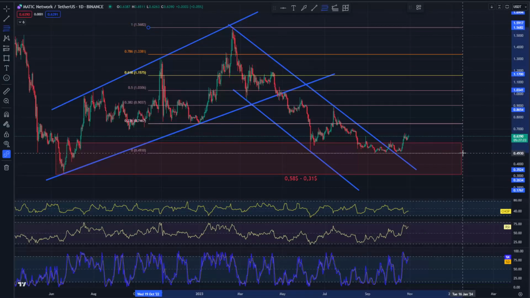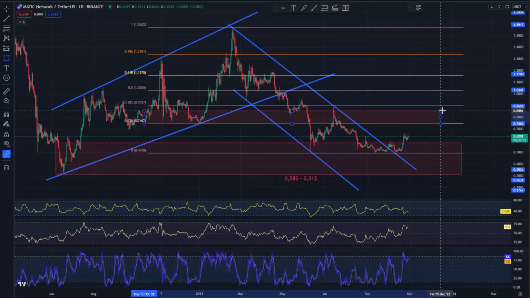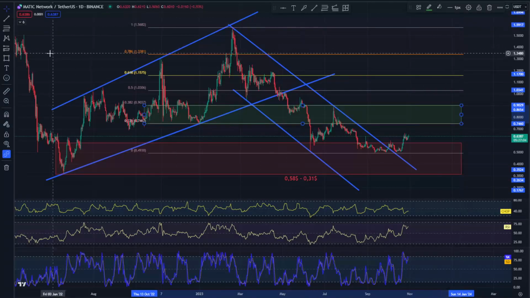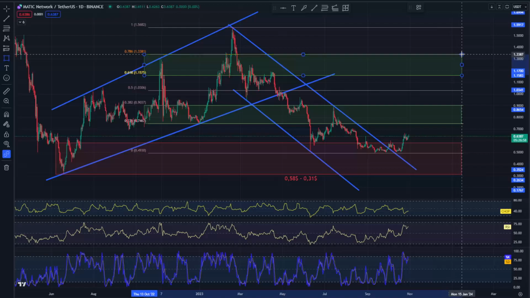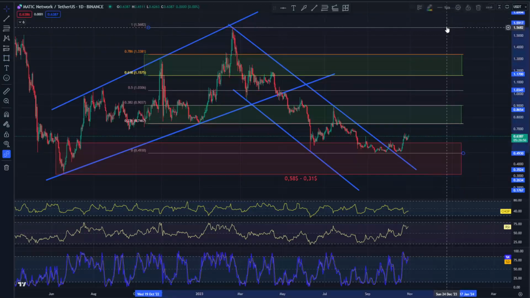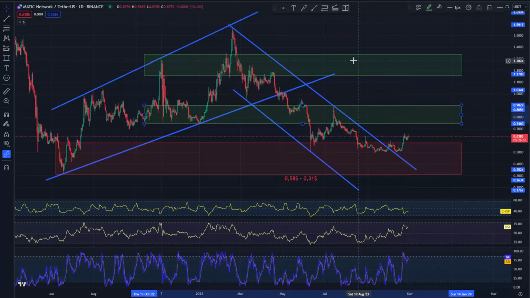Looking the other way, we can see a significant resistance zone from 74 cents to 90 cents. Only after we break out of it and then test it positively will we be able to see a further upward movement towards the second zone from $1.15 to $1.33.